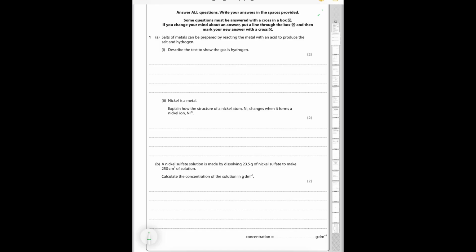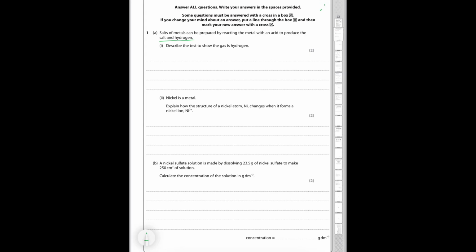Salts of metal can be prepared by reacting the metal with an acid to produce salt and hydrogen gas. Describe the test to show that hydrogen gas is produced. So the test is that you put a lit splint towards the gas, and if the gas makes a squeaky pop, that proves it's hydrogen gas.